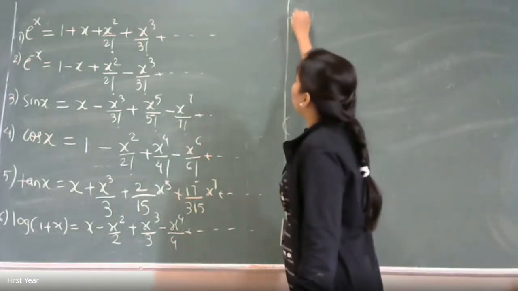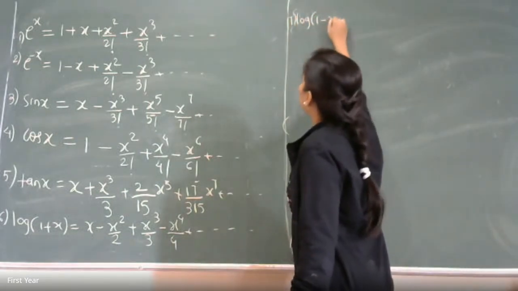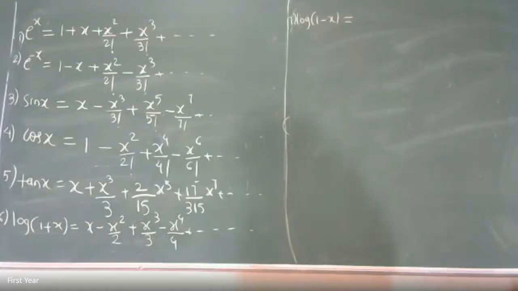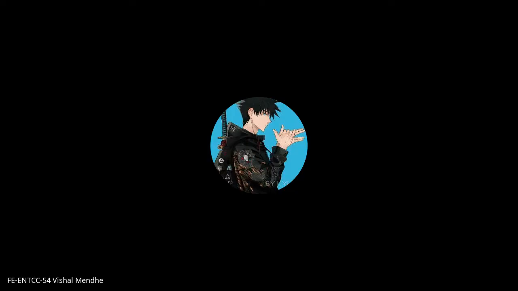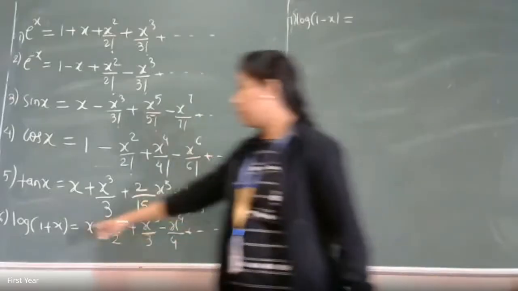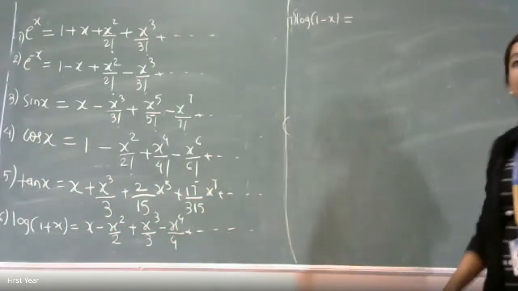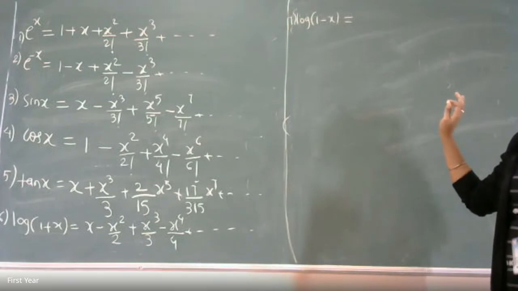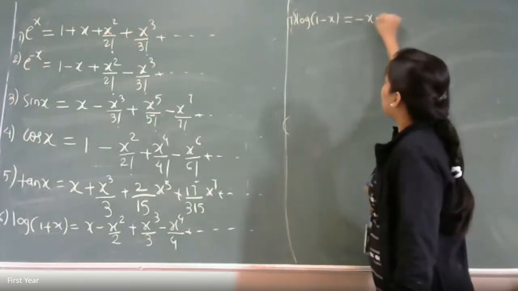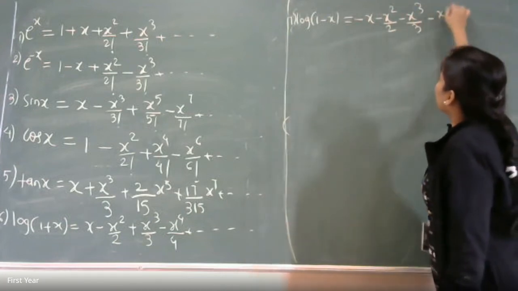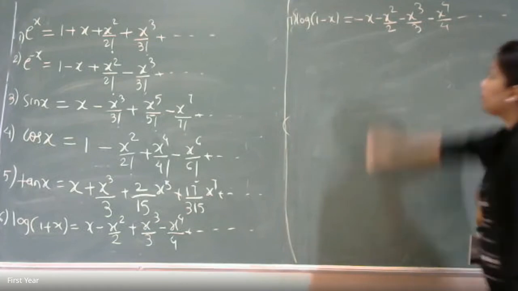Who will tell me what is the log of 1 minus x expansion? All negative. Varad, yes, you're right. Say it once again. All negative signs. Correct. Because when you put x equal to minus x, all terms will become negative. Even terms are already negative, so the entire series will be minus. So it is minus x square by 2 minus x cube by 3 minus x raised to 4 by 4 and so on.